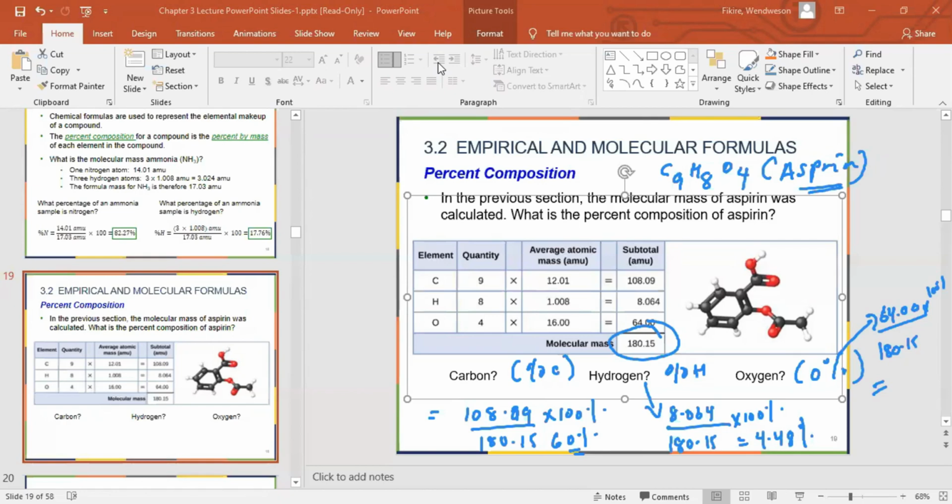You get 35.53. Say one more time, please. 35.53%. Okay. Yes. So that's how we do the calculation. So that's how we determine the percent composition. If anybody has any question, please let me know. If not, then I'm going to move to the next slide.